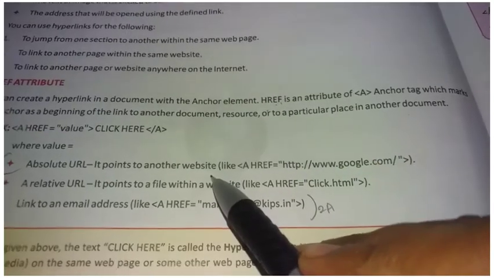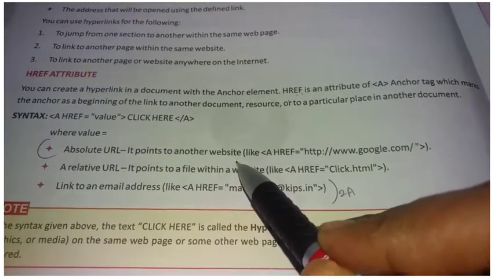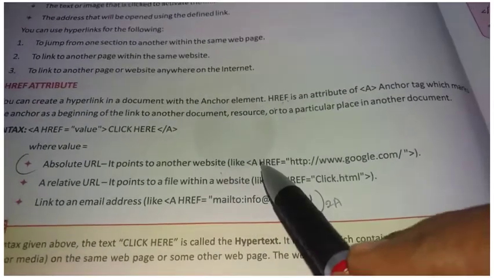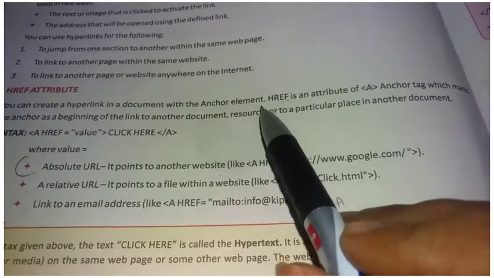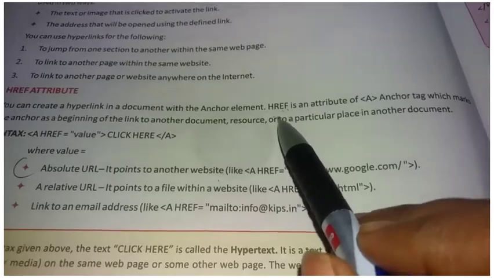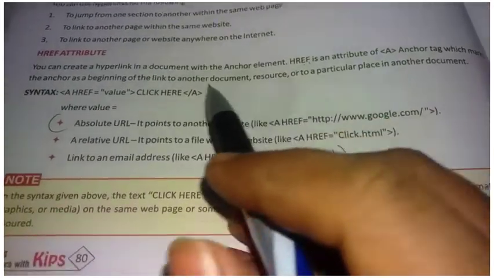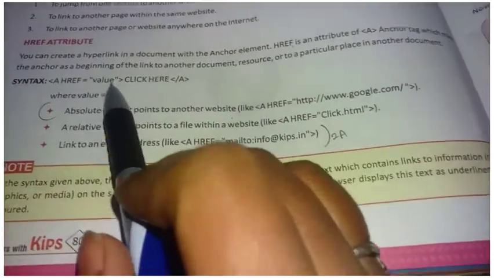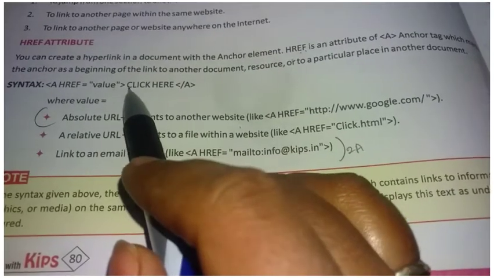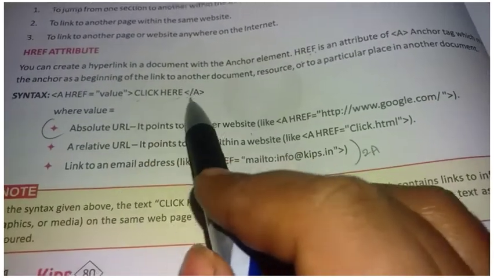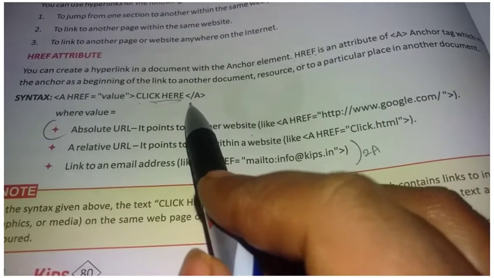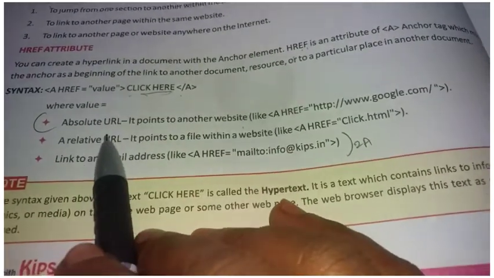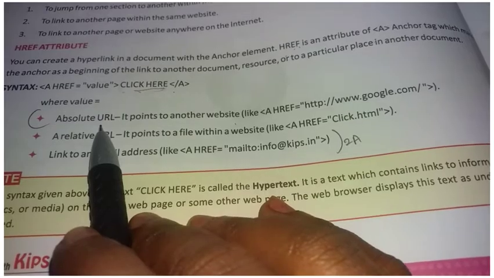So if it is the same page, for example you want to link this page as a hyperlink. For that purpose we have to use href as a reference. Then there we have to specify the site name. Syntax: a href value, click here, /a. This is an example. So this value can be an absolute URL.